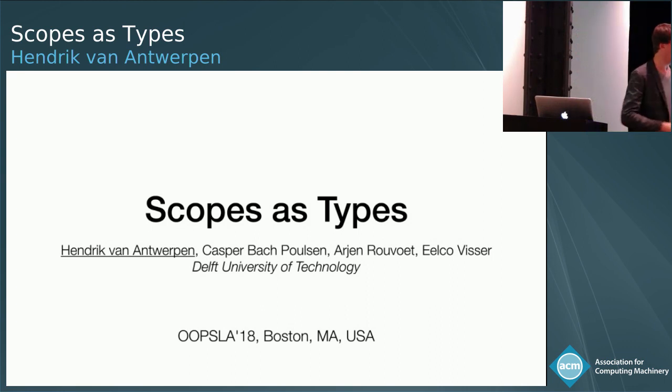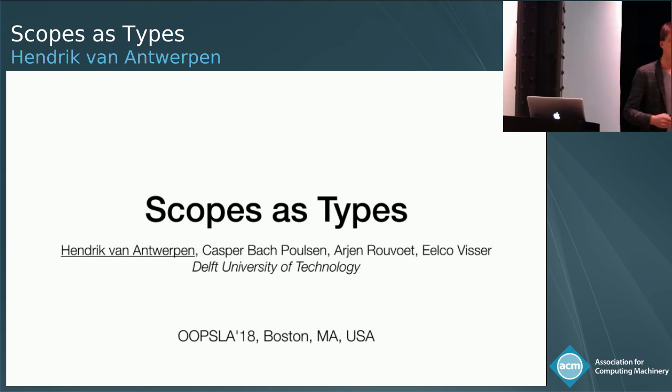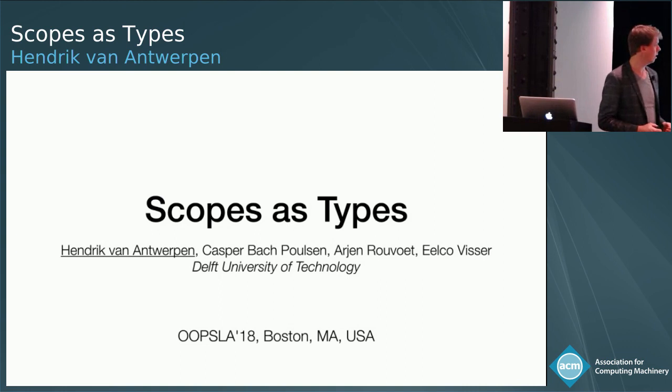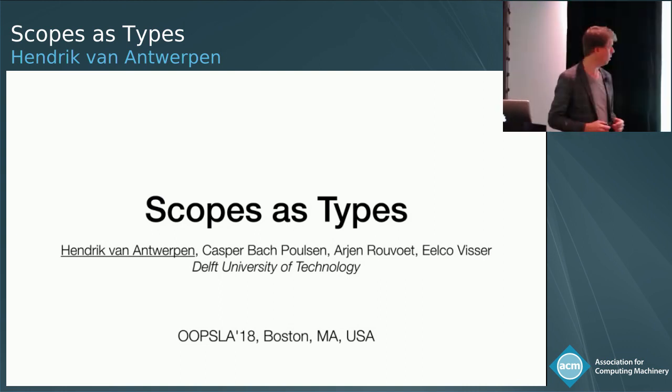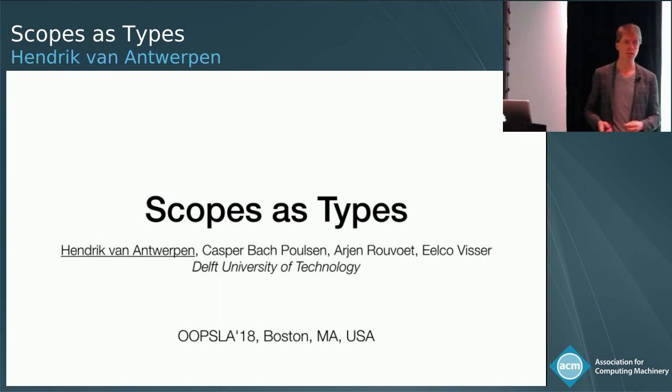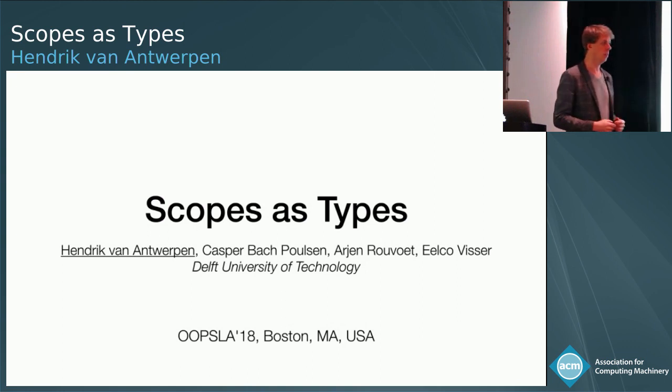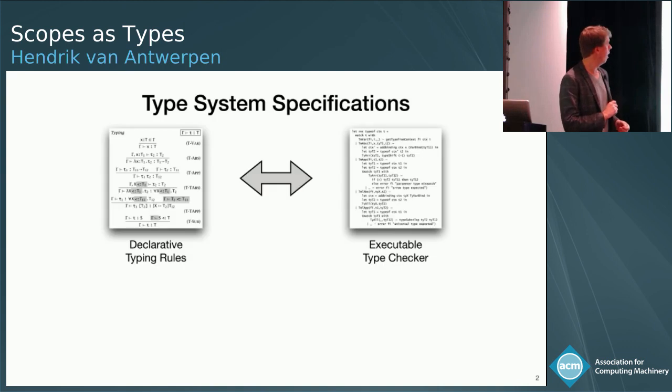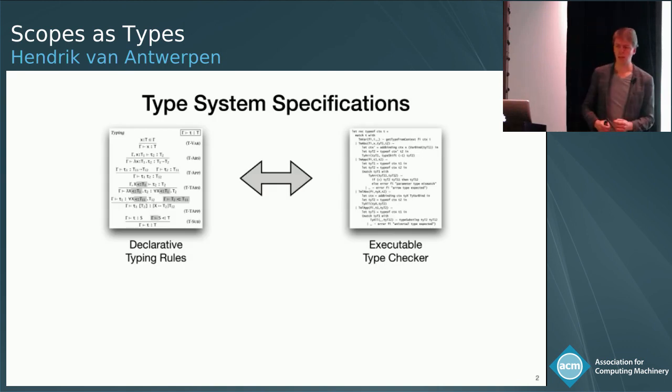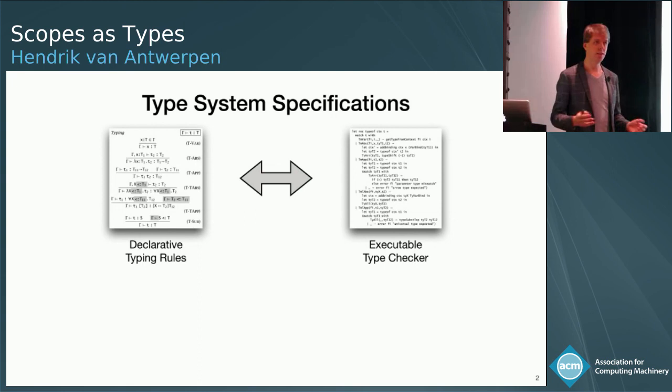So, my name is Hendrik, and I'm here to tell you about the work that we did with Casper Bach-Paulsen, Arjen Rauwvoet, and Ilko Visser on how to write declarative and executable type system specifications. And I want to start by diving a little bit into the problem of achieving this goal.